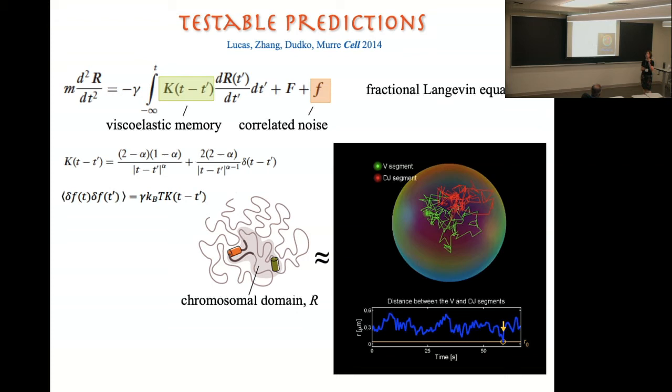But R here is the distance between them? Yes, R is the distance between them. Is the no-slip effect important? I'm sorry? Is the no-slip effect important, like the fact that you have a mass? But these are overdamped simulations. Okay, so you don't have mass. Yeah, in the simulation, we don't have that notion.